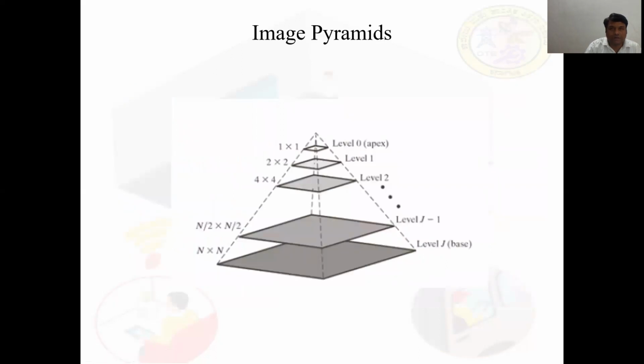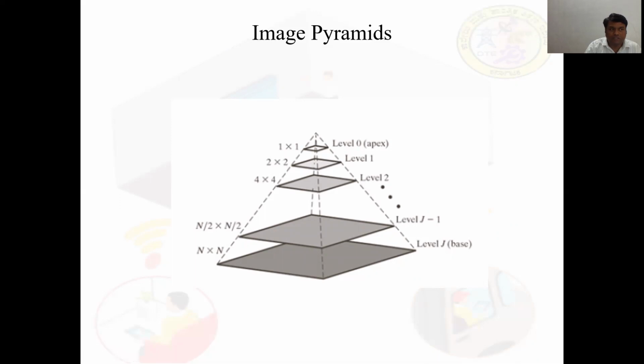Image pyramids. You can see an image pyramid. This is level 0, level 1, level 2, etc., level J minus 1, level J, base N by N, then N by 2 cross N by 2, N by 4 cross N by 4, 2 cross 2, 1 cross 1. An image pyramid is a simple structure for representing images at more than one resolution. An image pyramid is a collection of decreasing resolution images arranged in the shape of a pyramid.